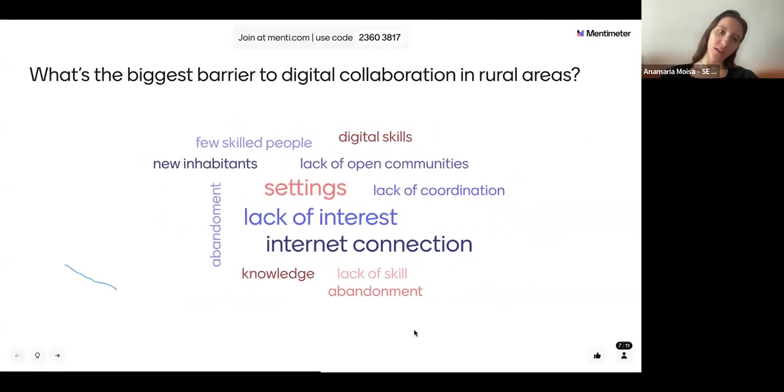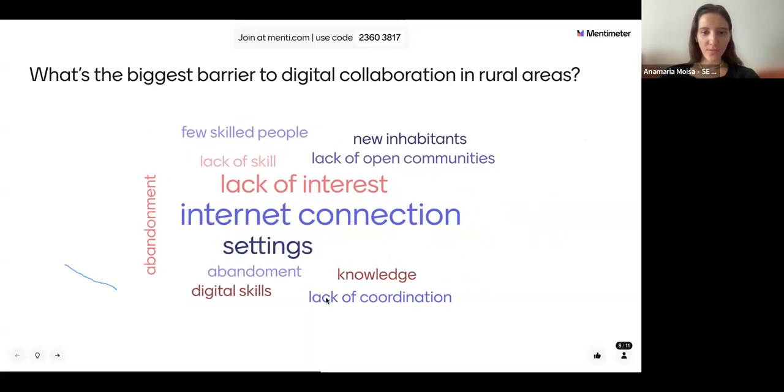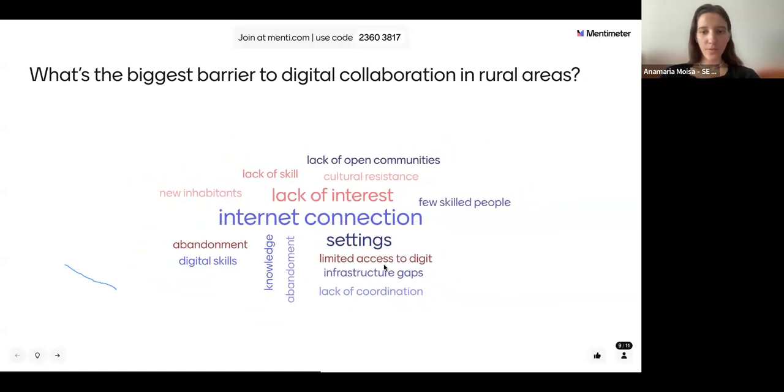I see there are, okay, settings. Lack of interest also. Limited access to digital stuff, and also infrastructure gaps. It's in the same cultural resistance.